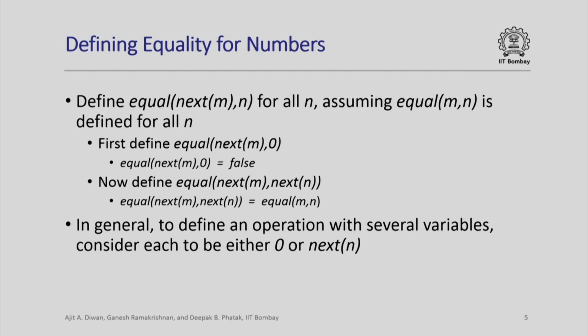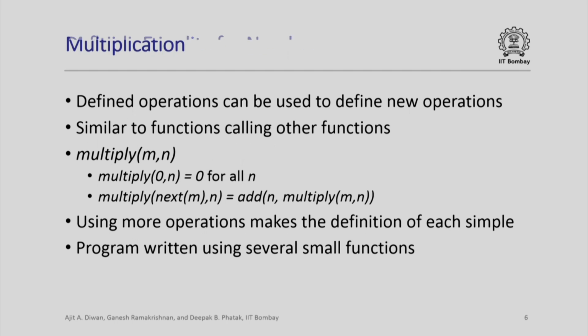Right. So, in general, if I have an operation to be defined with several variables, you have to consider whether each variable is 0 or whether it is the next of some number, and in each case you need to define what is the meaning of that operation. That will define it completely for all possible values of the variable.